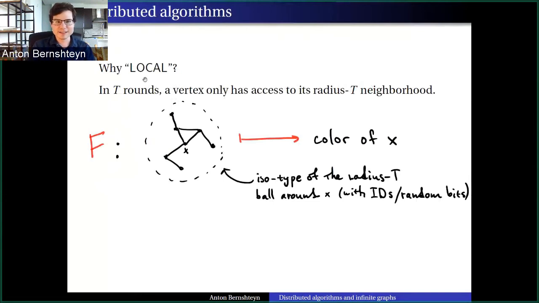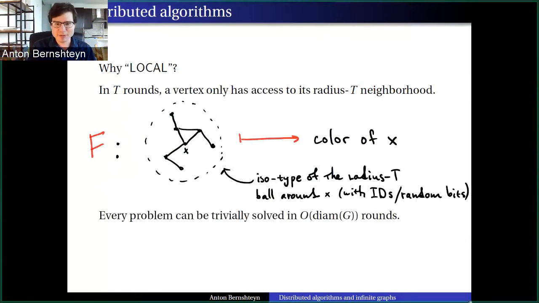So you can really think of this algorithm as a function that takes as an input the isomorphism type of the radius t ball around each vertex, and okay, this extra information, like the IDs of the vertices involved, or the random bits in the randomizer. Based on this information alone, it has to output the color for this vertex. And this function, if you apply it at each vertex of the graph, has to produce a proper coloring.